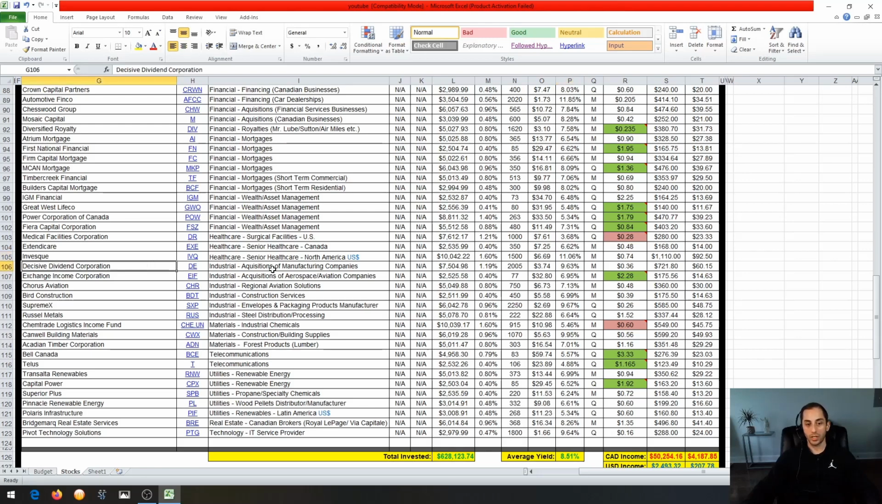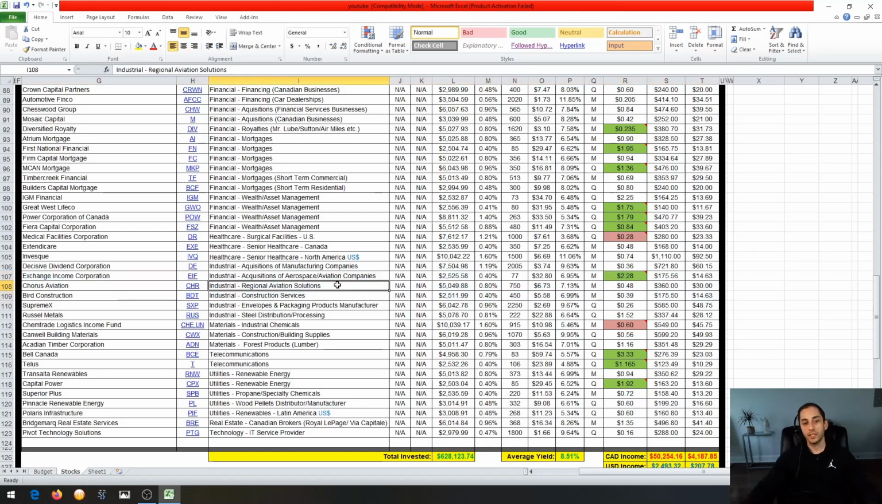Next one's my industrial and materials company. So Decisive Dividend Corporation, I mean, to have dividend in the name of your corporation is great. It definitely attracted me to this one. So they are an acquisitions company. They acquire manufacturing companies, really good one. Exchange Income, so they're also an acquisitions company, but they deal with the aerospace and aviation company. So this one has been hit pretty hard recently because of COVID-19, but it's a dividend aristocrat. So I strongly suggest to pick this one up ASAP.